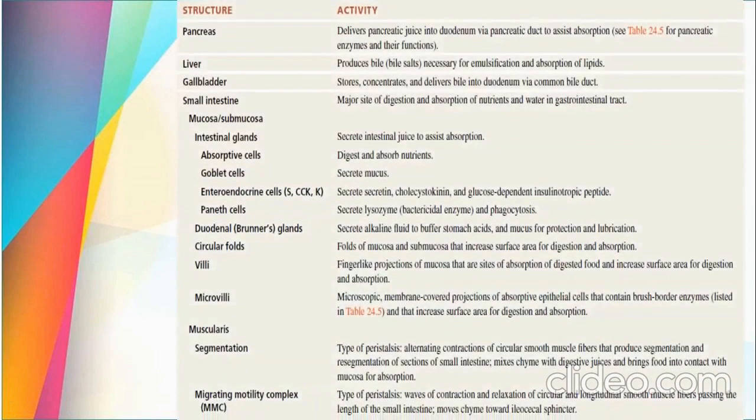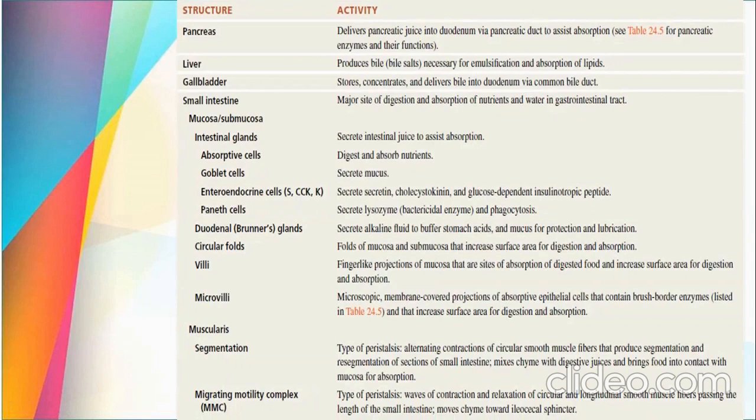Now here is the pancreas, which delivers pancreatic juice into the duodenum via the pancreatic duct to assist absorption. Next one is the liver, which produces bile necessary for emulsification and absorption of lipids. The gallbladder stores, concentrates and delivers bile into the duodenum via the common bile duct. The small intestine is the major site of digestion and absorption of nutrients and water in the gastrointestinal tract.